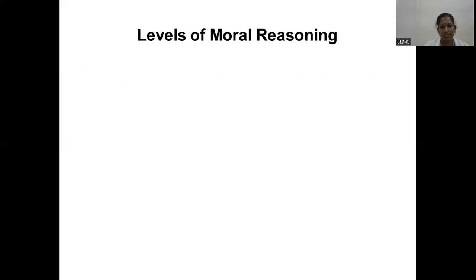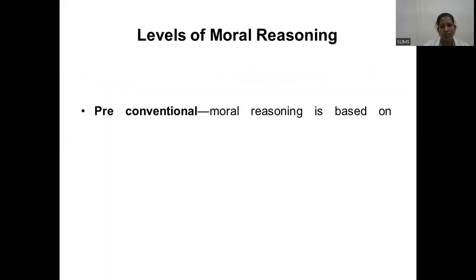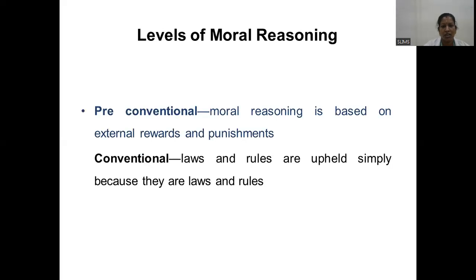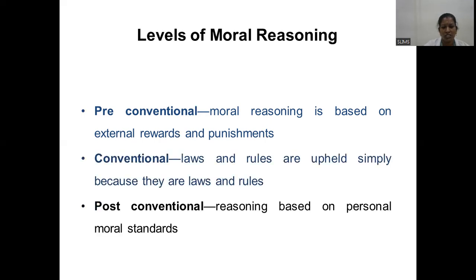Levels of moral reasoning. Pre-conventional: moral reasoning is based on external rewards and punishments. Conventional: laws and rules are upheld simply because they are laws and rules. Post-conventional: reasoning is based on personal moral standards.